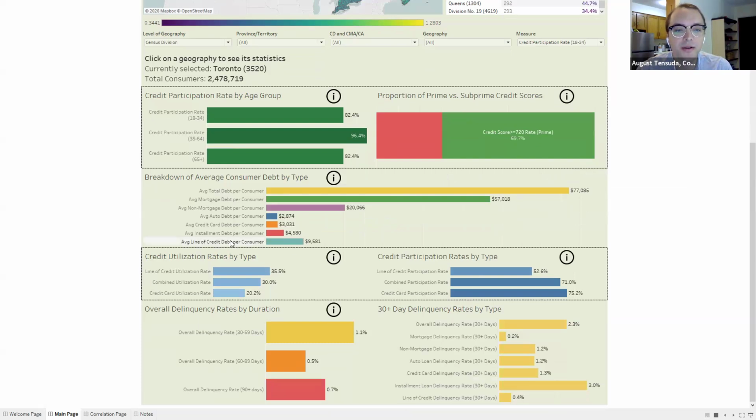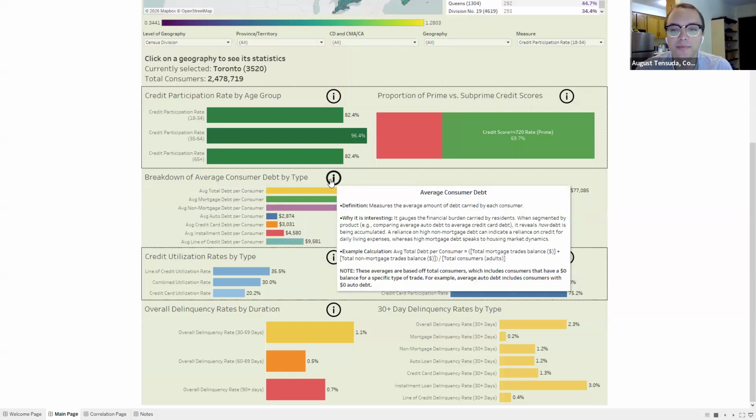So the debt types, again, are line of credit, installment, credit card, auto, non-mortgage, mortgage, and total. So non-mortgage is made of these auto, credit card, installment, and line of credit. Those are your non-mortgage, these four here. So these four bars equal up to this fifth bar. And then all the bars beneath the yellow bar equal the total, right? And then the mortgage and non-mortgage equal the total as well. And this is just pretty straightforward. Average debt per consumer is pretty straightforward.